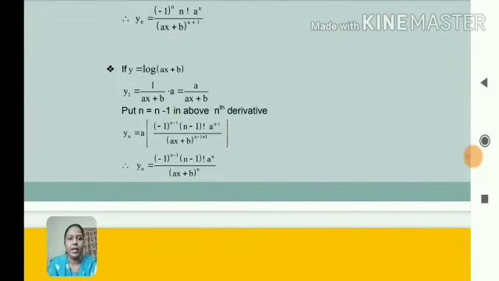Next is, if y is equal to log(ax plus b), then y1 is 1 upon (ax plus b) into a, that is a upon (ax plus b). Put n equal to n minus 1 in the above nth derivative, and we'll get yn is equal to a into (minus 1) raised to n minus 1 into (n minus 1) factorial into a raised to n minus 1 upon (ax plus b) raised to (n minus 1) plus 1. So it is in fact (minus 1) raised to n minus 1, (n minus 1) factorial, a raised to n upon (ax plus b) raised to n.